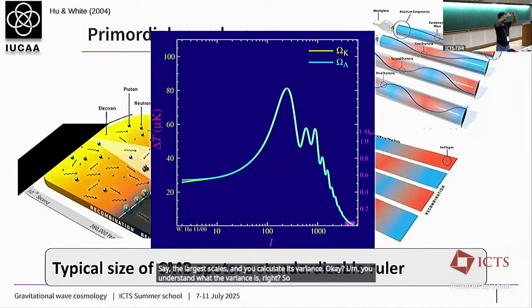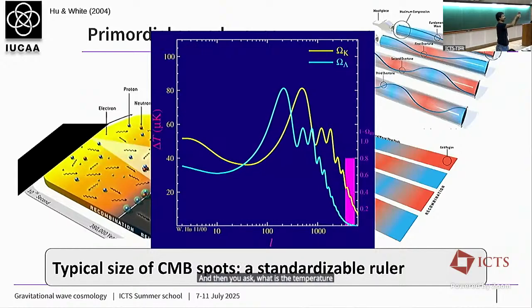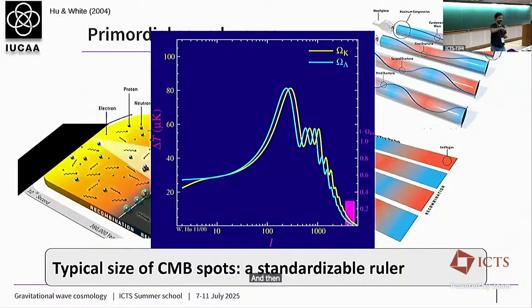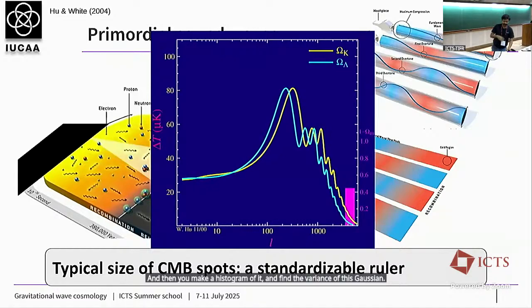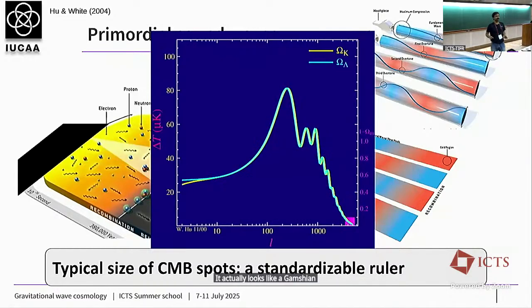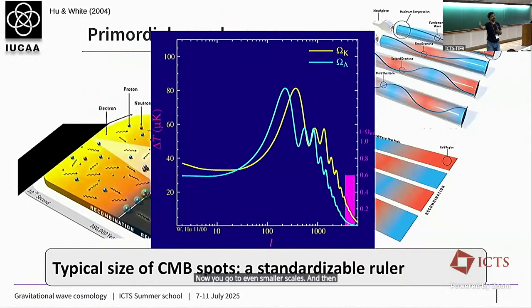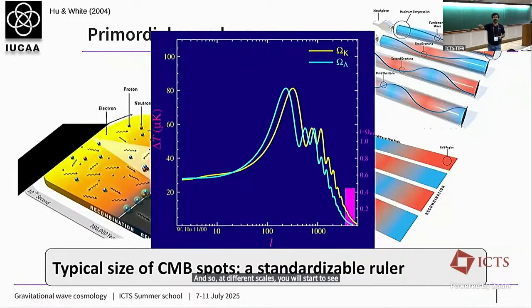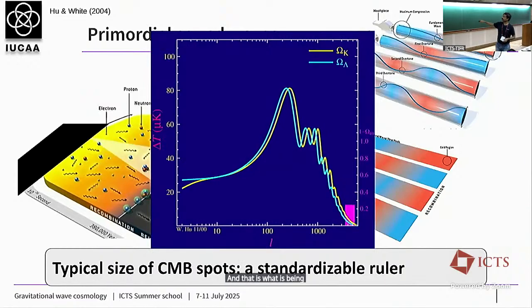So you take the CMB map, you smooth on large scales, and then you ask, what is the temperature here? What is the temperature here? What is the temperature here? And so on and so forth. And then you make a histogram of it and find the variance of this Gaussian. It actually looks like a Gaussian, and then you can measure the variance. Now you go to even smaller scales and repeat the same exercise. And so at different scales, you will see different RMS variations in the fluctuations. And that is what is being plotted here, okay, as a function of scale.